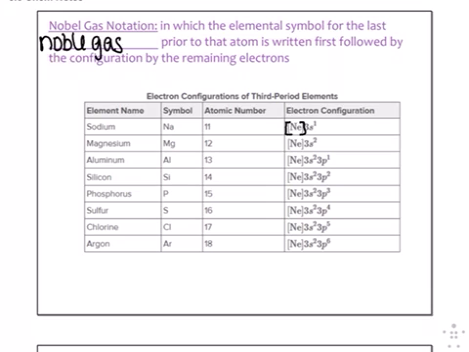Noble gas configuration is going to be tricky for you without knowing how to use the periodic table to set up electron configuration. Okay, so electron configuration comes in handy once we know how to do this off of the periodic table.